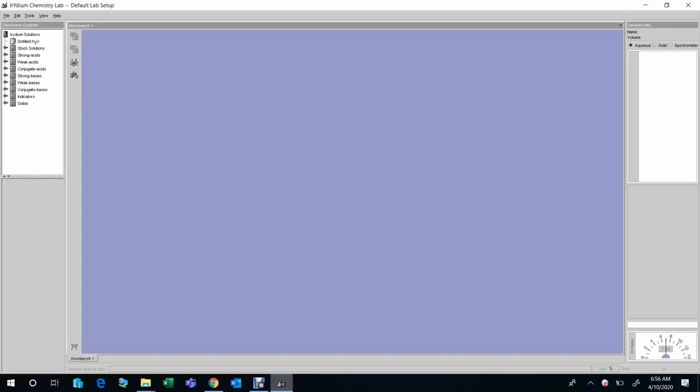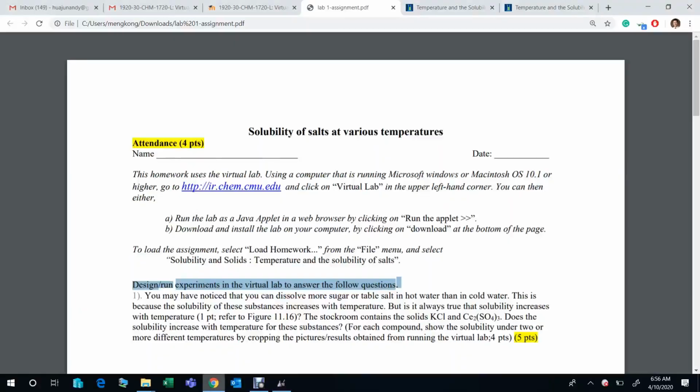Now let's look at how we can use this software to do virtual labs. Okay, let's look at the first question of this lab.